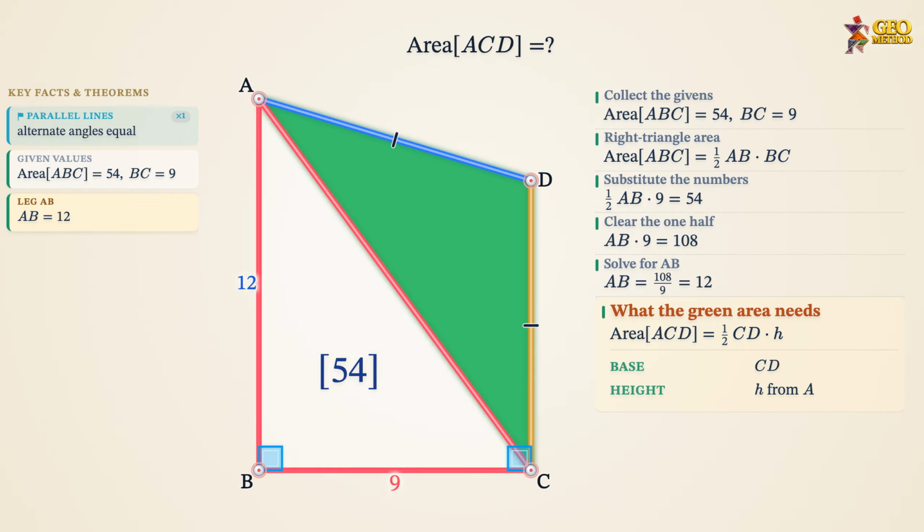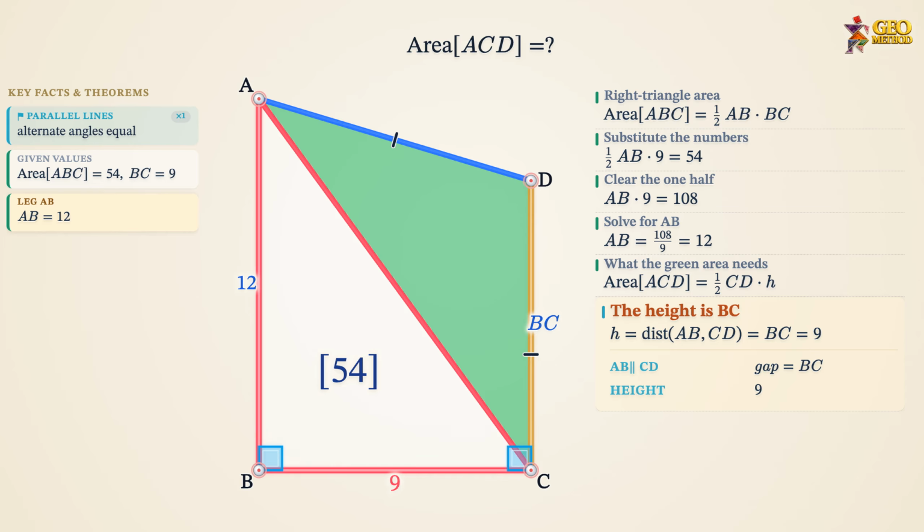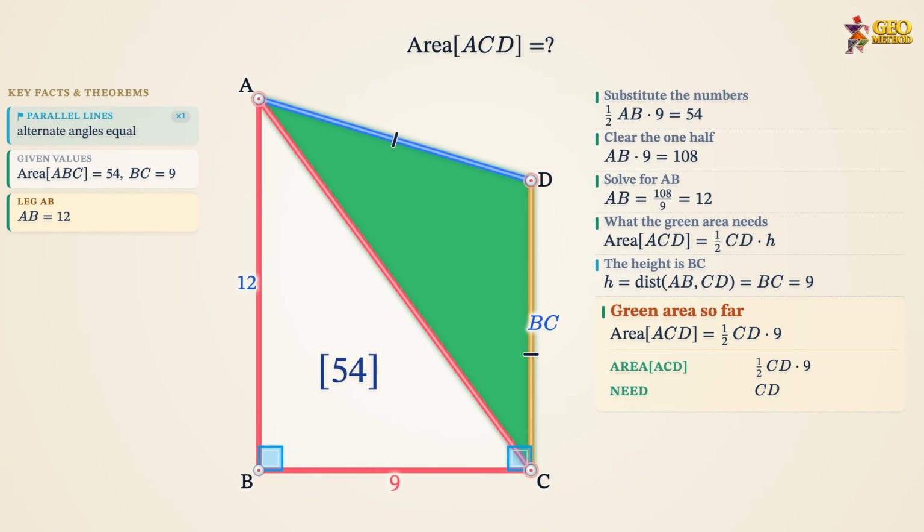Now turn to the green triangle ACD. Take its base to be the right side CD. Then its area is 1/2 times segment CD times the height from A across to that base. Because A lies on line AB and segment AB is parallel to segment CD with segment BC perpendicular to both, the height from A to the right-hand line is exactly segment BC, which is 9. So the green area is 1/2 times segment CD times 9.